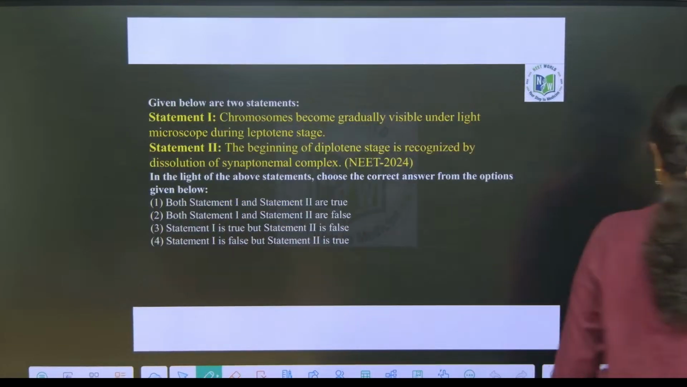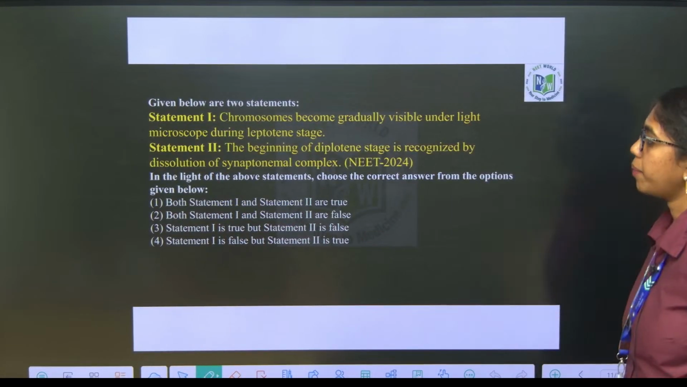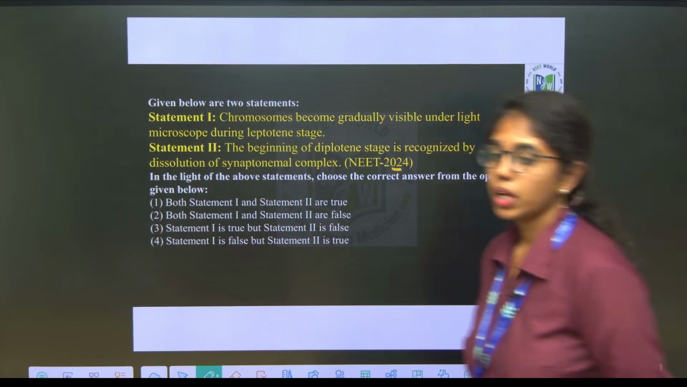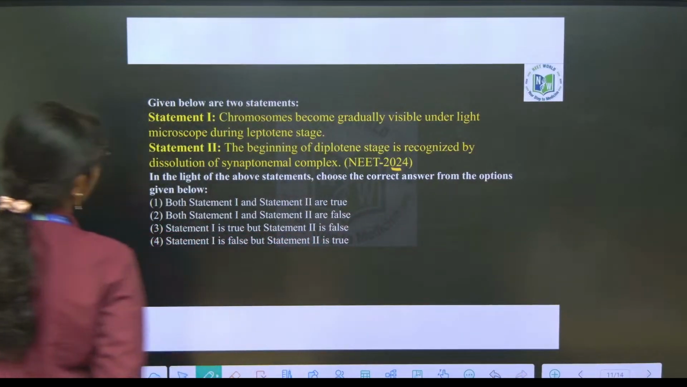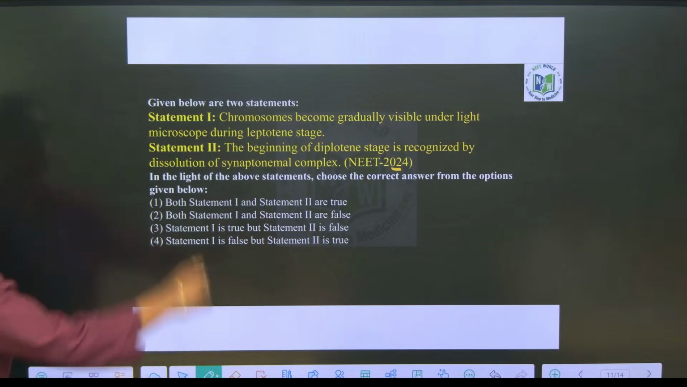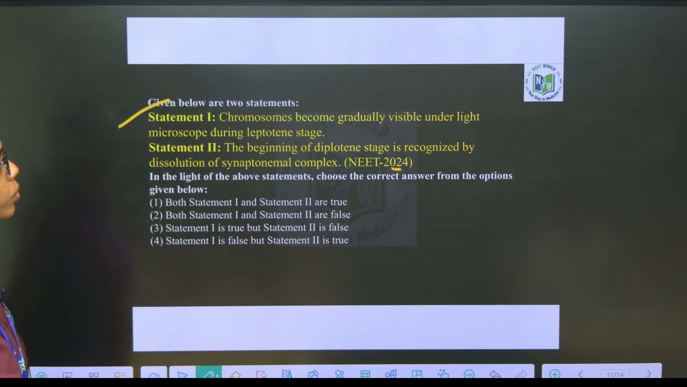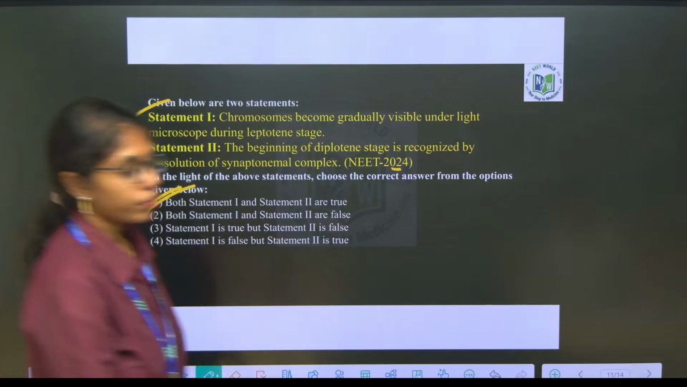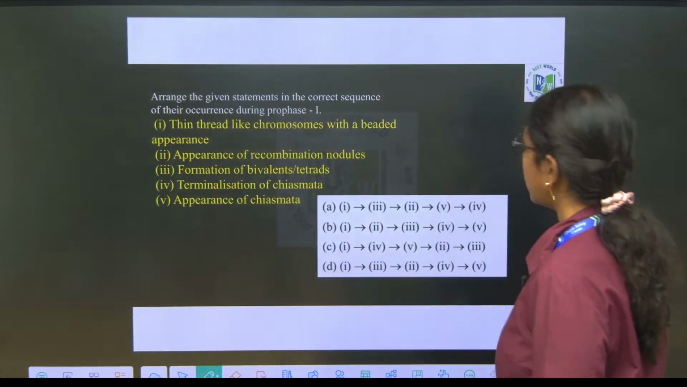Next question. Statement based, appeared in NEET 2024. Look at it and answer. Given below are 2 statements. Statement 1: Chromosomes become gradually visible under the light microscope during leptotene stage. Yes or no? Correct. Next, statement 2: The beginning of diplotene stage is recognized by dissolution of synaptonemal complex. Yes, diplotene is marked by synaptonemal complex dissolution. So, both statements 1 and 2 are true. Direct NCERT lines.